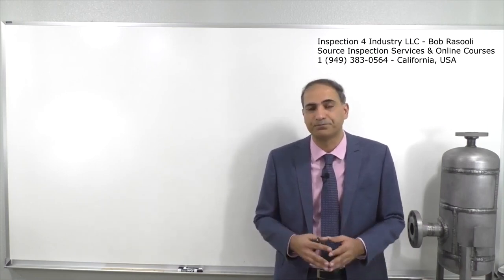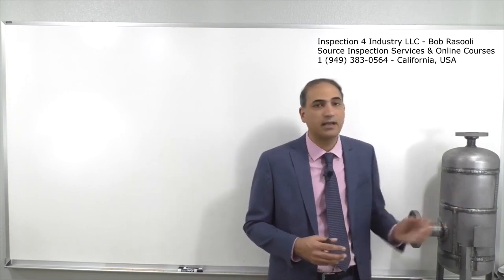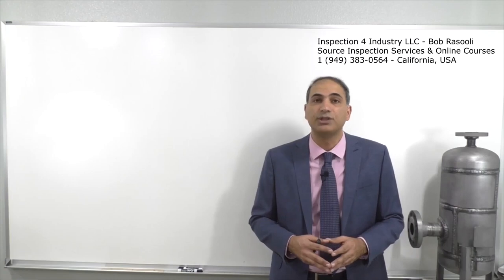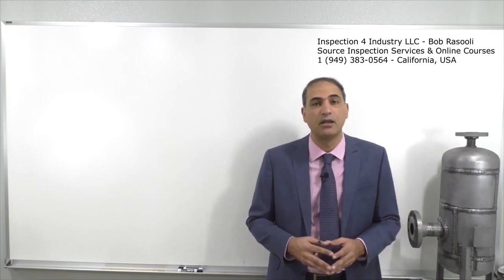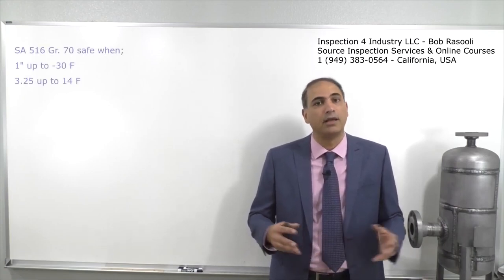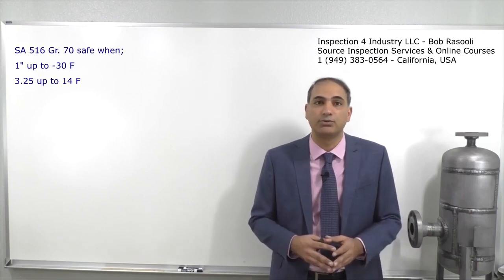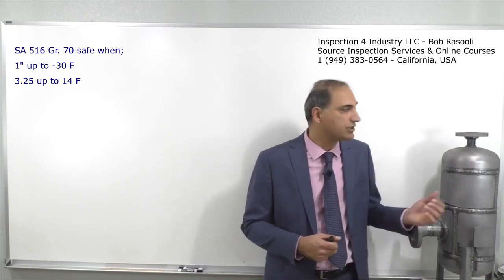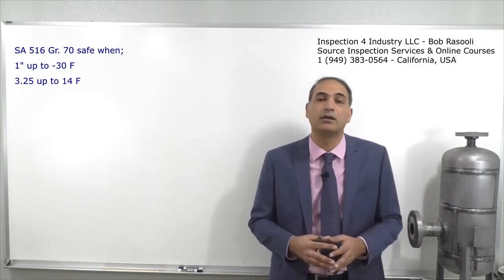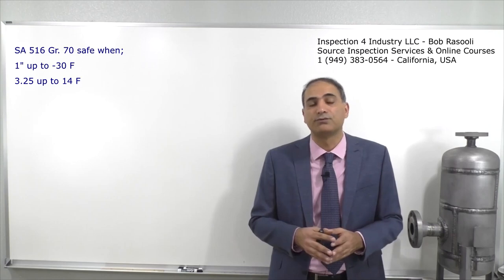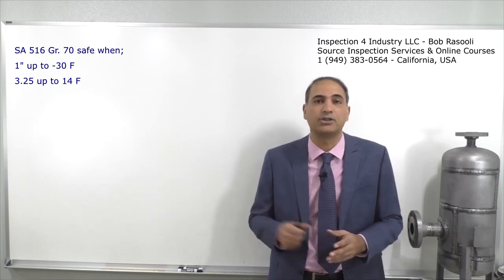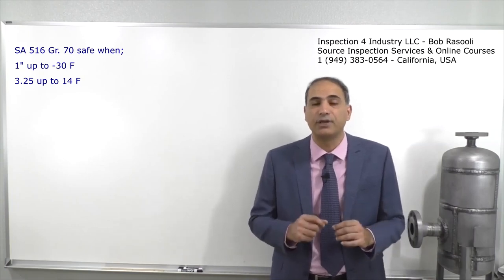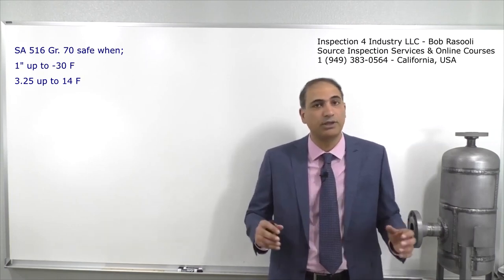For example, for this material SA516 grade 70, you can use this material down to minus 30 degrees Fahrenheit when the thickness is 1 inch. But if you go to 3.25 inches, which is our nominal thickness, we can use this material safely down to 14 degrees Fahrenheit. I put it on the screen, you can see. So this material can operate at 14 degrees Fahrenheit without any impact testing.